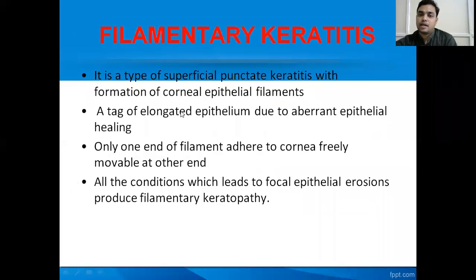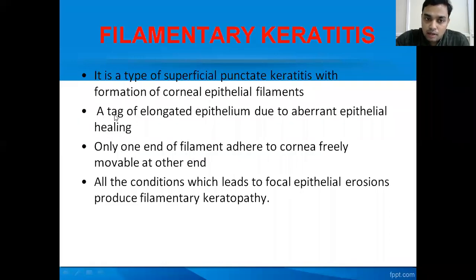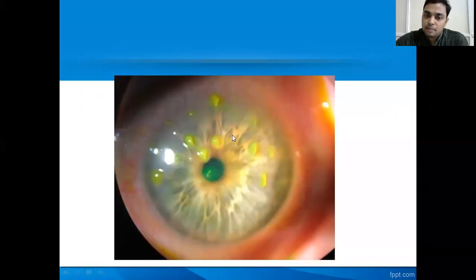So next is filamentary keratitis. This is the type of keratitis where we see superficial punctate keratitis with formation of corneal epithelial filaments. Here in this picture, you can see these are the filaments. There is a superficial epithelial keratitis that leads to formation of corneal epithelial filaments. Filaments are nothing but thread-like structures. These filaments are nothing but tags of elongated epithelium due to aberrant epithelial healing. Because of the improper healing of the epithelium, filaments are formed.